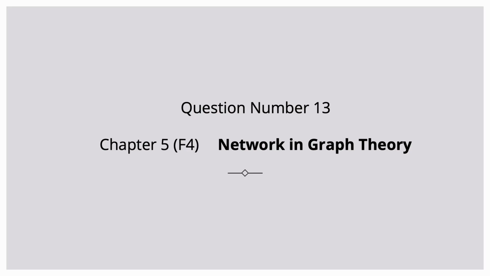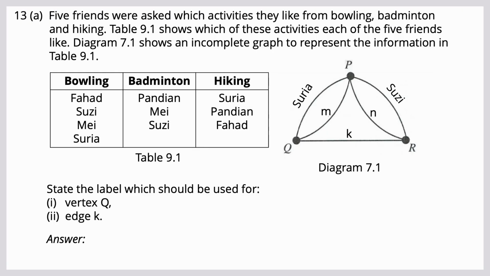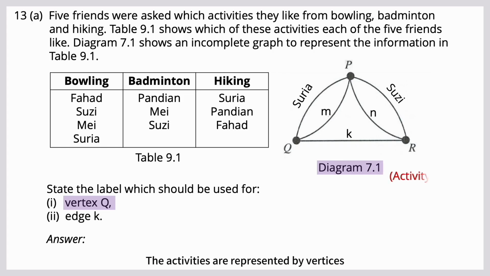Question number 13. A. State the label which should be used for vertex Q and edge K. Table 9.1 shows which of these activities each of the 5 friends like. Diagram 7.1 connects activities and people. The activities are represented by vertices. The people are represented by edges.